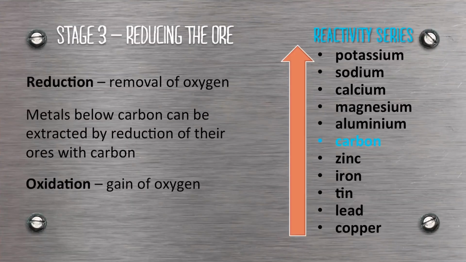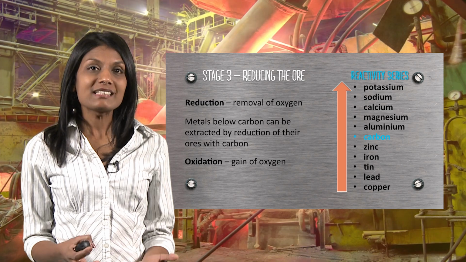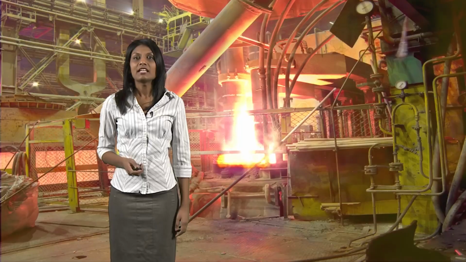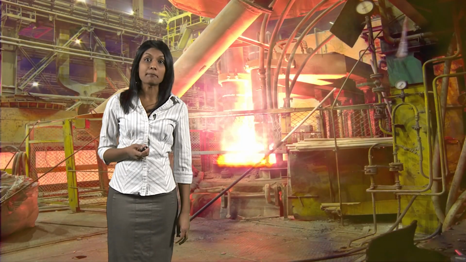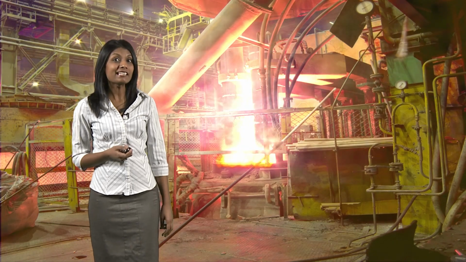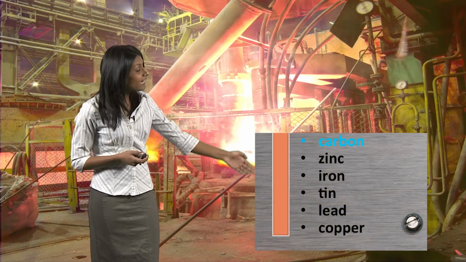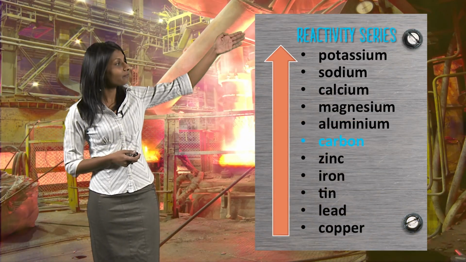Stage 3 is reducing the ore. Most ores are compounds, well actually metal oxides. So therefore we can remove the oxygen to extract the metal from its ores. This is called reduction. There are 2 main ways of reducing a metal from its ores, depending on where the metal is positioned in the reactivity series.